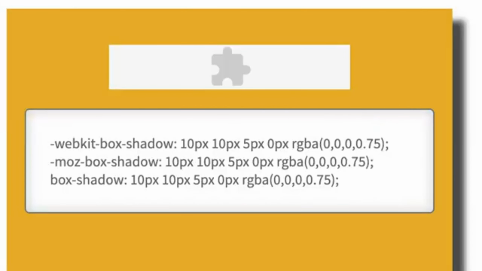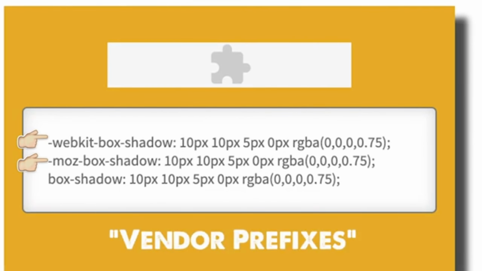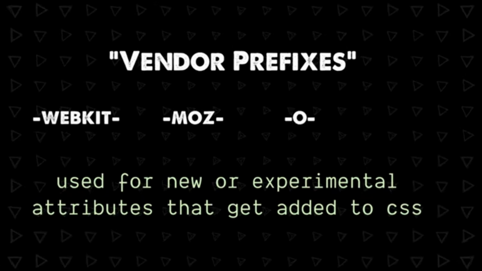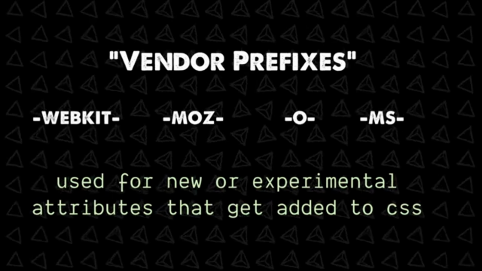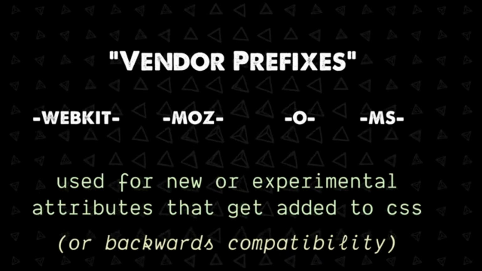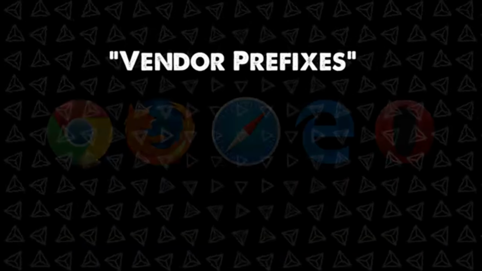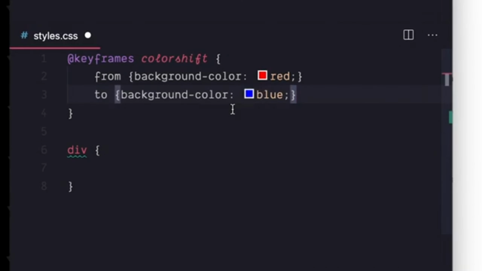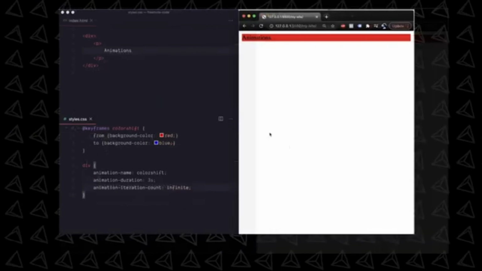By the way, you'll notice these things called vendor prefixes in front of the box shadow property. These are used for new or experimental attributes that get added to CSS. At this point, box shadow is not new at all though, so it's just for backwards compatibility with older browsers. My rule of thumb is to use them if they're included in the documentation for that attribute, but otherwise just leave them out. You can create animations with keyframe and the animation property.